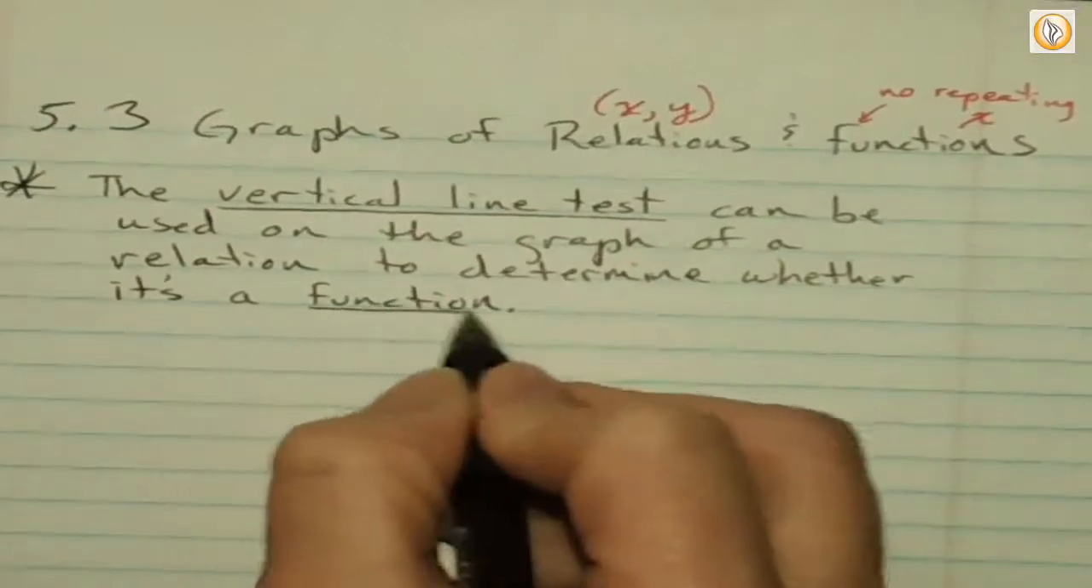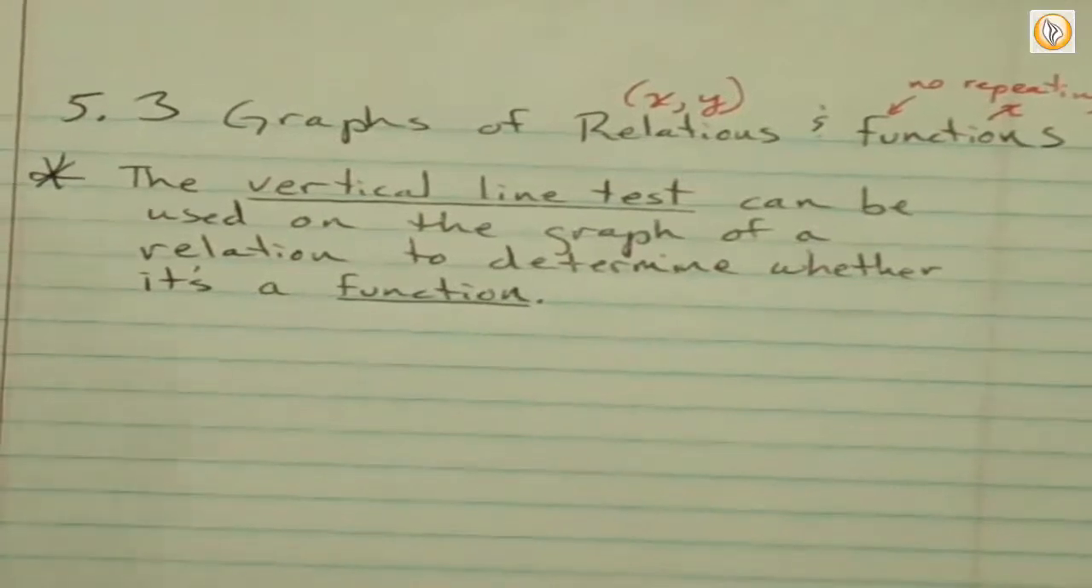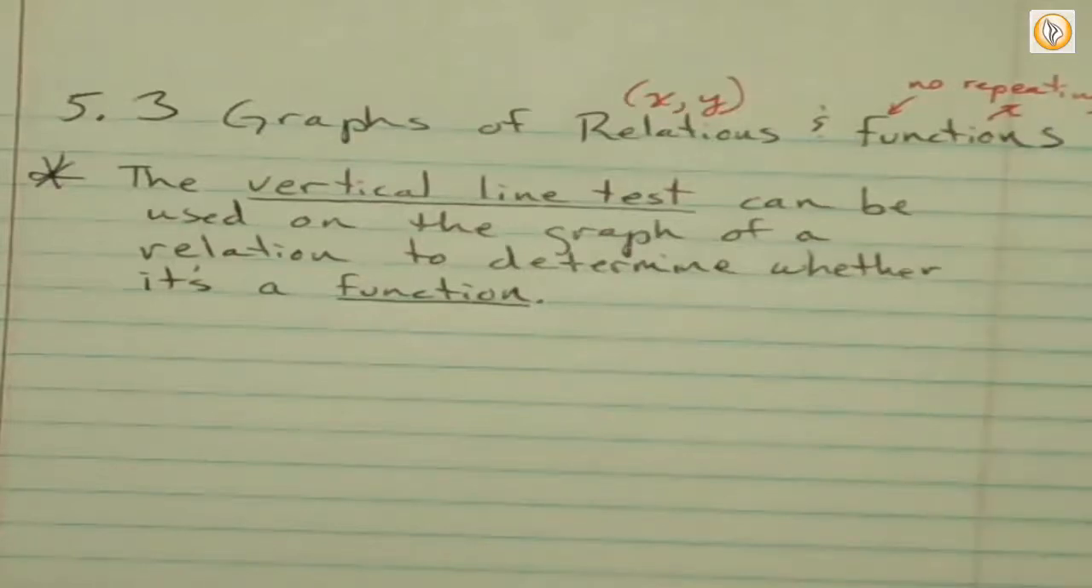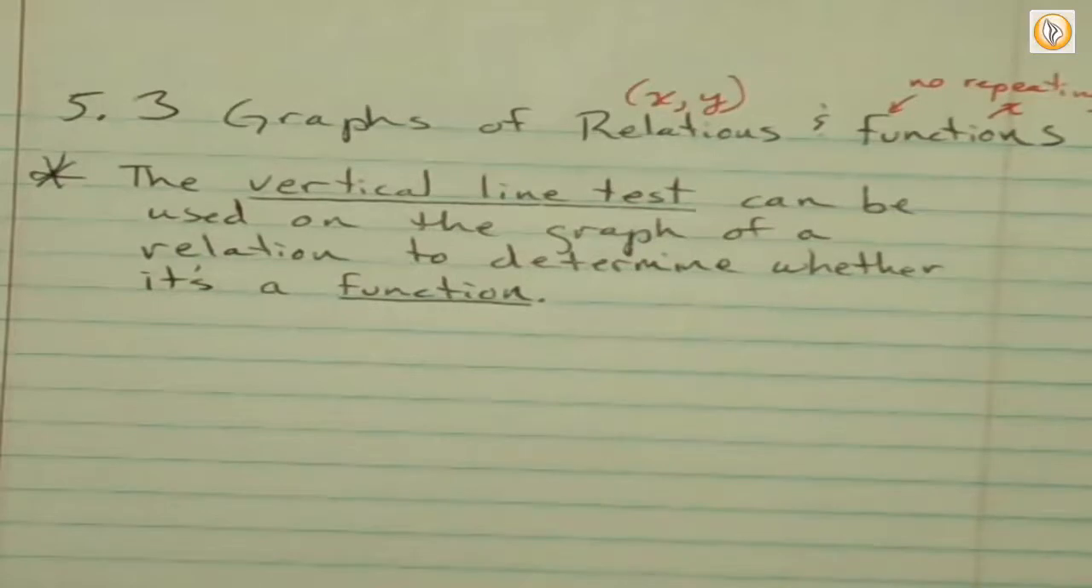Okay, so we know that when we're just looking at ordered pairs, we can tell if it's a function or not because of the x's. We can look at the list of x's and say, yeah, that's a function. There's no repeating x's, correct? Or we can see repeating x's and say, oh, that's not a function. Well, sometimes they're going to give you a graph. And you can either write down the ordered pairs to see if it's a function or not, or you can just do the vertical line test.